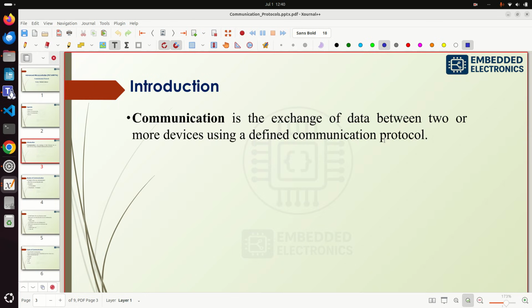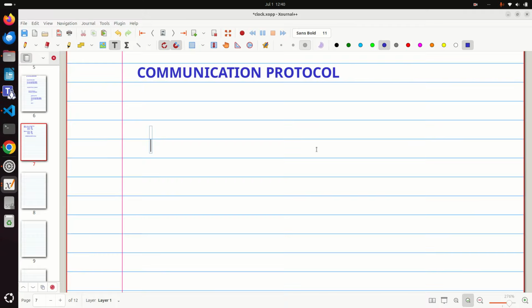But why do we need communication? So, why do we communicate? Because we need it, isn't it? But what about systems? Why do systems communicate? Is communication required between the systems? So, let me consider one example.